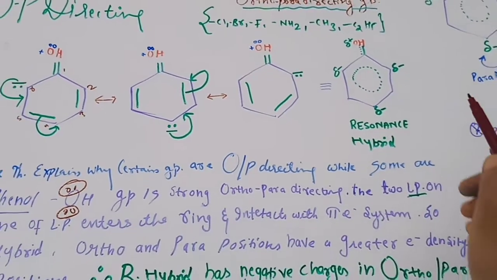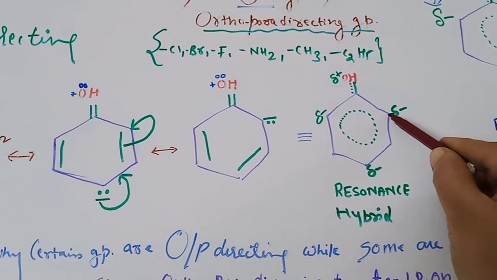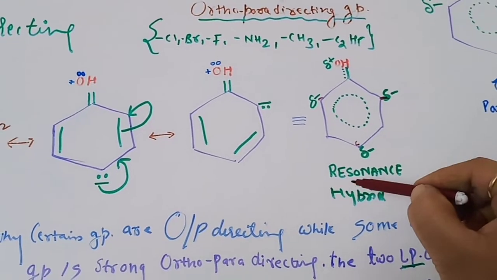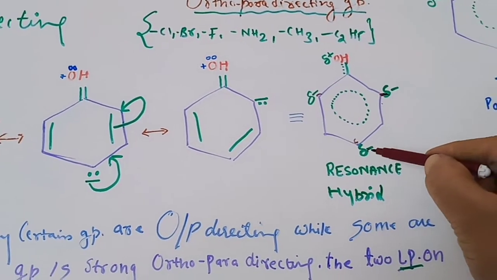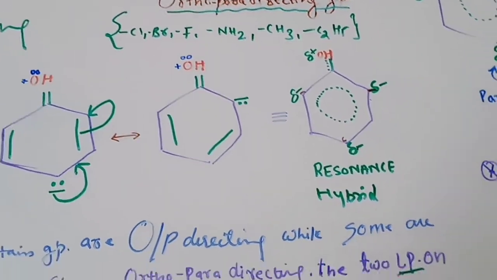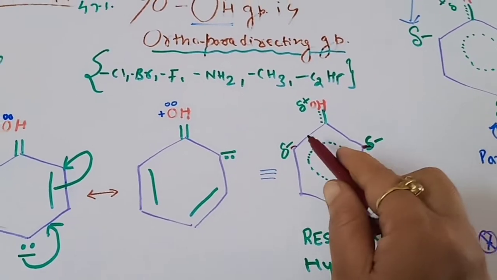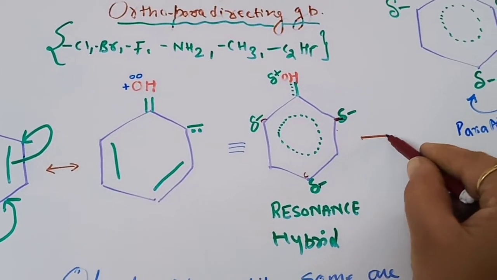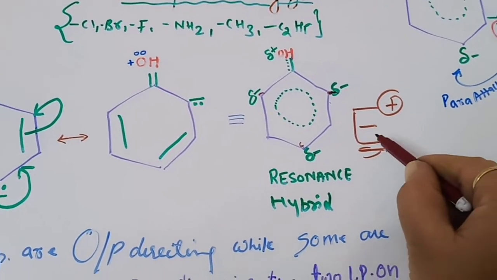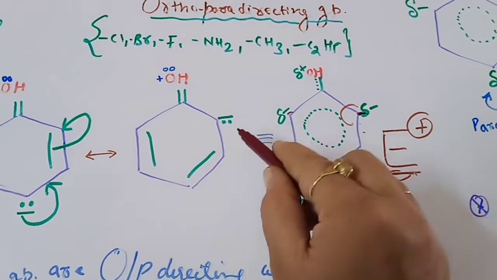give one resonance hybrid. And in the resonance hybrid we will see that these ortho positions and the para position have partial negative charges, meaning there is a high electron density at these positions. So when an electrophile attacks, it will prefer to attack the region of high electron density. As we know, an electrophile means an electron-loving species. So if an electrophile attacks the benzene ring, it will attack the ortho and the para positions.